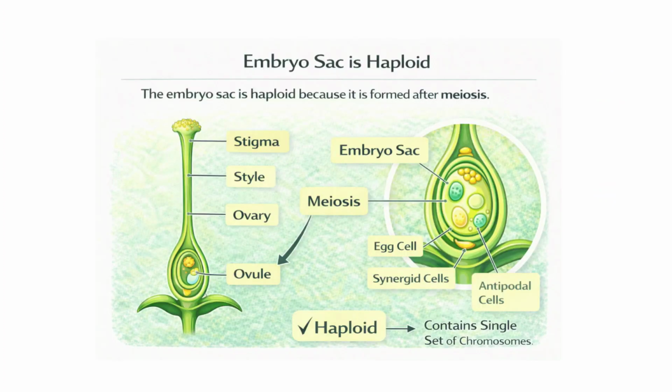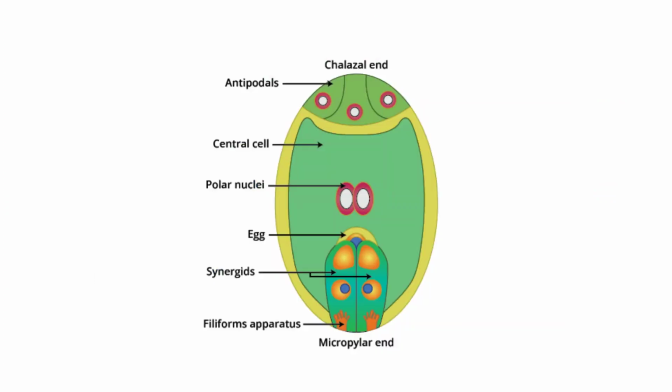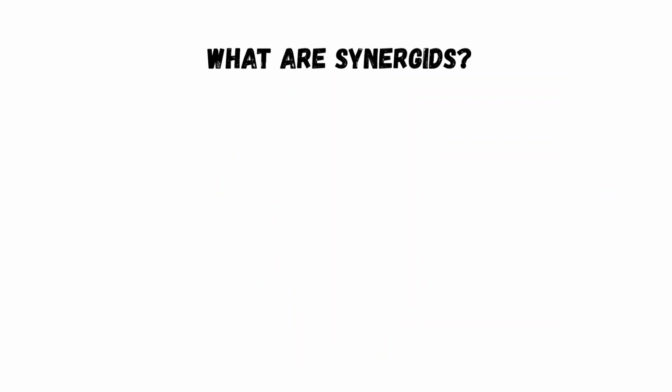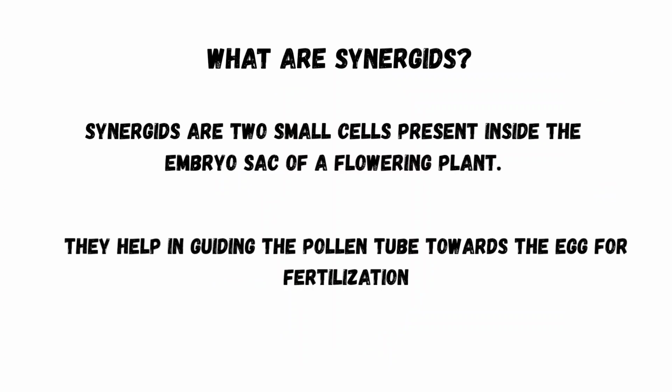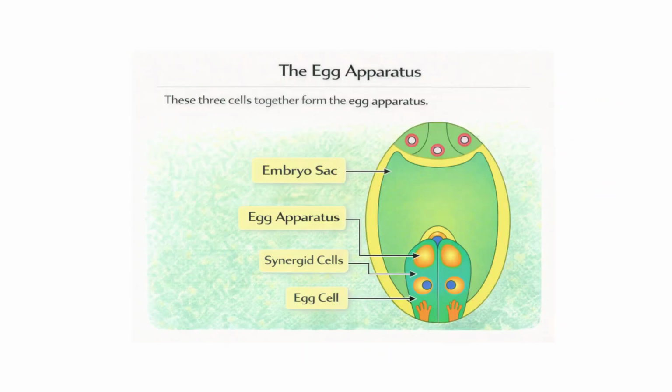Now let us understand the structure of the embryo sac. The embryo sac is haploid because it is formed after meiosis. Each embryo sac typically contains 7 cells and 8 nuclei. It has one egg cell and two synergids at one end. And what do you mean by synergids? Synergids are two small cells present inside the embryo sac of a flowering plant. They help in guiding the pollen tube towards the egg for fertilization. These three cells together form the egg apparatus.